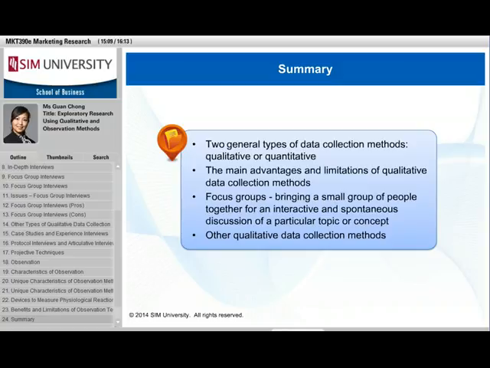A focus group is one type of qualitative data collection method, which brings a small group of people together for an interactive and spontaneous discussion of a particular topic or concept. Other qualitative data collection methods, such as observation, also could be very useful in data collection.